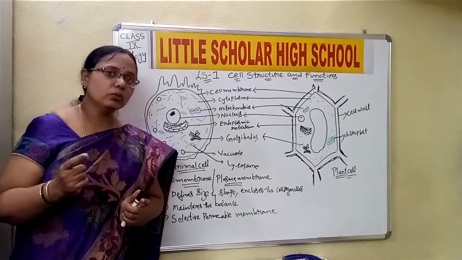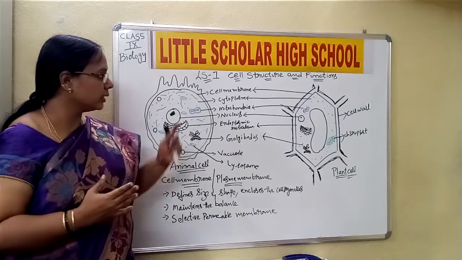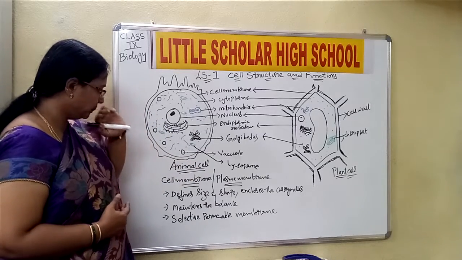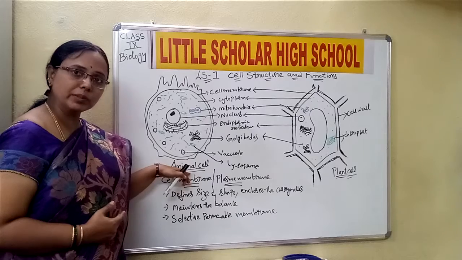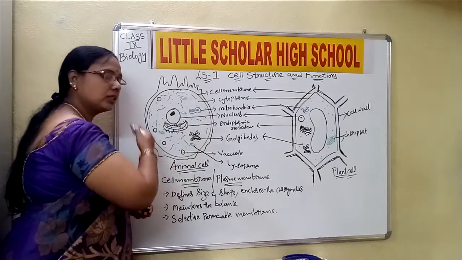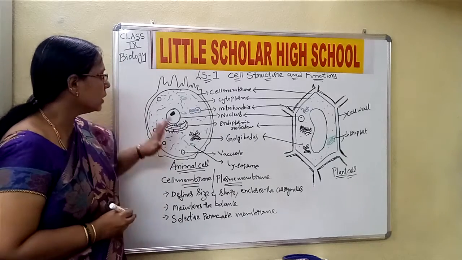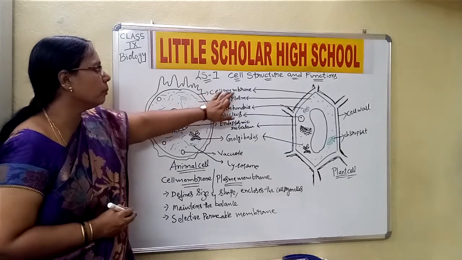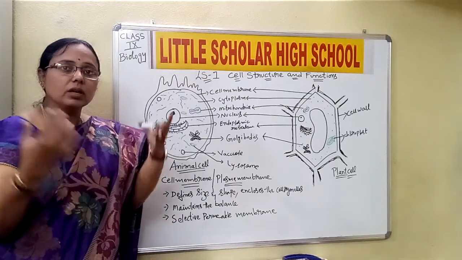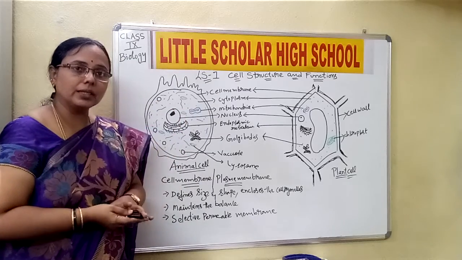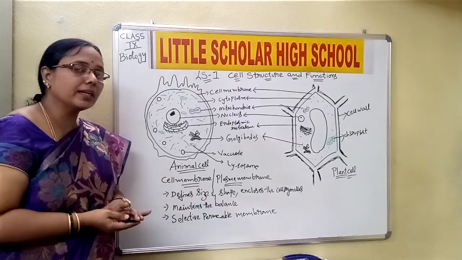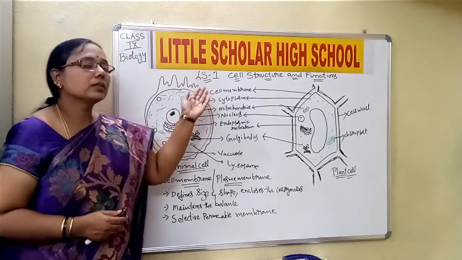Now we come to the cell organelles and we will see the animal cell first. When we talk about the animal cell, we have the outer covering, the first layer, which is the cell membrane. Like we have skin as the outer layer of the body, in the same fashion the cell also has an outer layer, and that outer layer is called the cell membrane.